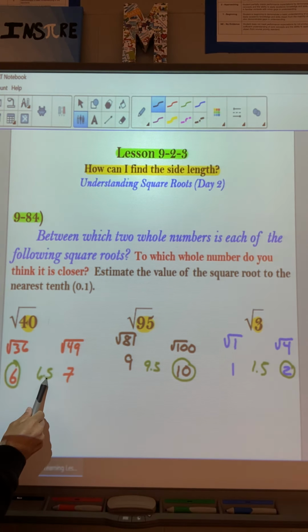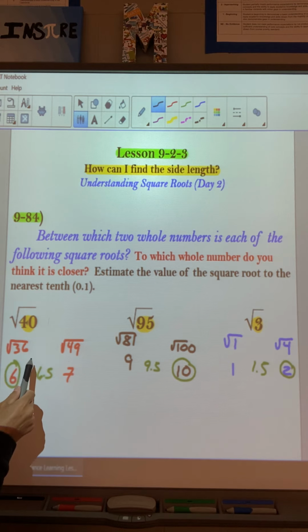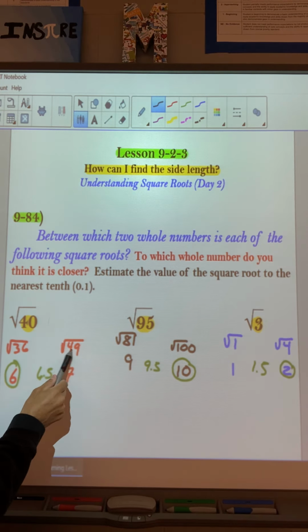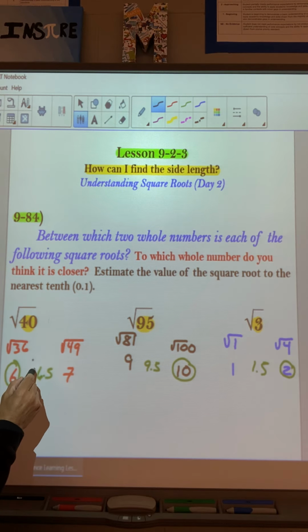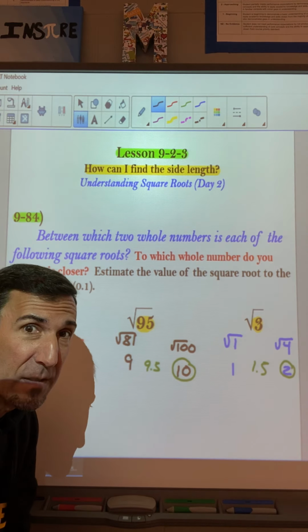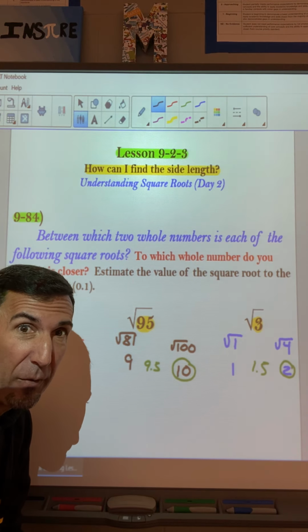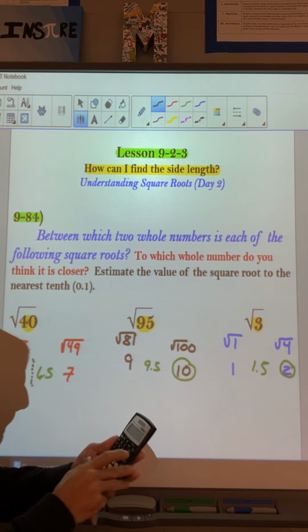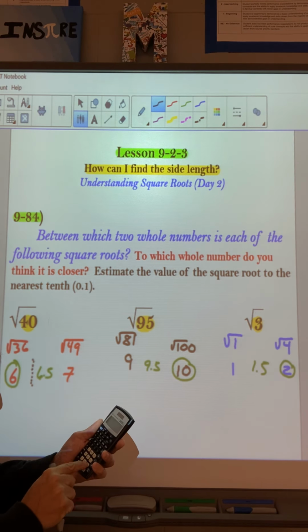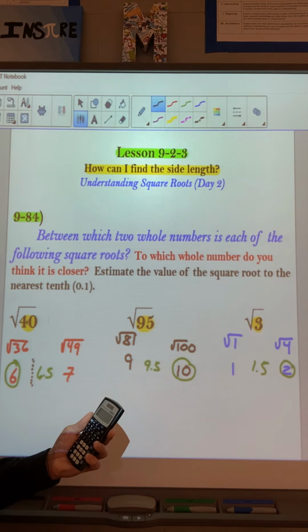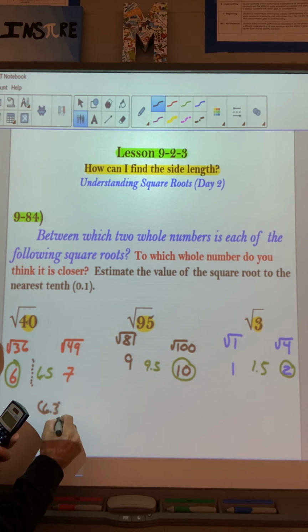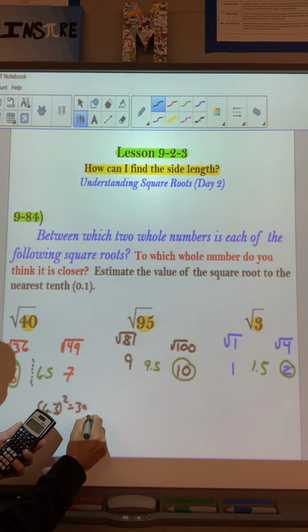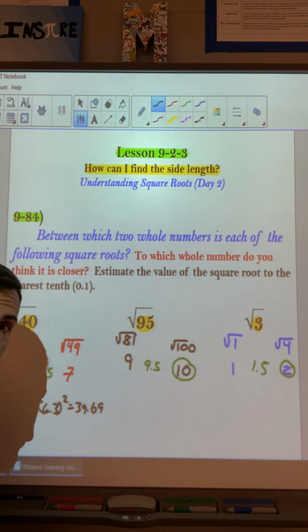So we got the square root of 40. Okay, it's 4 off of here, it's 9 off of there. So it's closer this way. So I'm going to guess it's somewhere like right in there. So I'm going to start trying like 6.4, 6.3. So I'm going to get my calculator out and do 6.3 times 6.3 equals, okay, so I have 6.3 squared equals 39.69. That's pretty close.